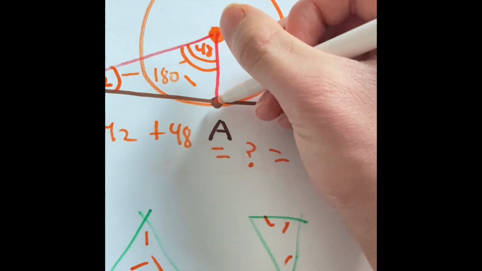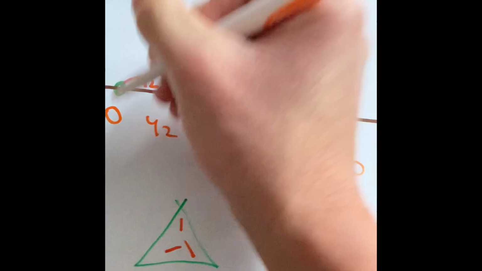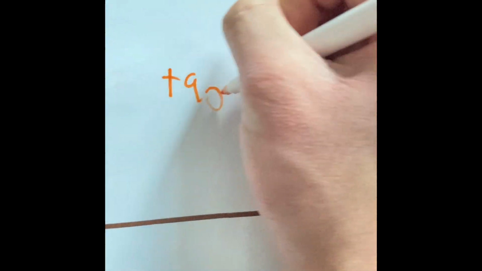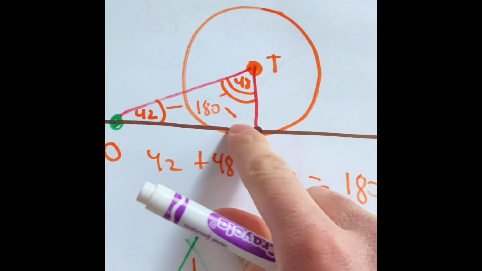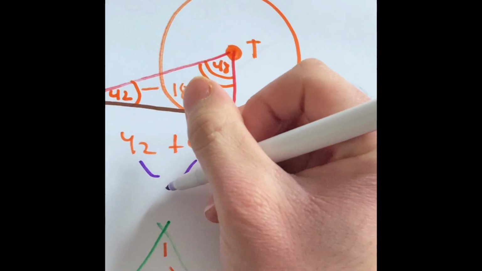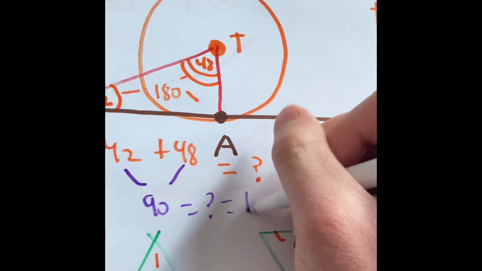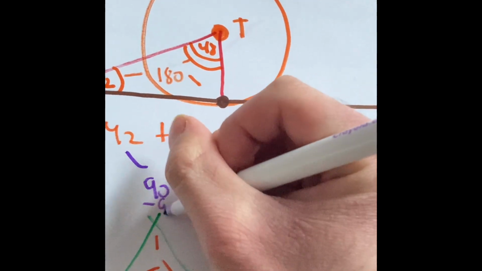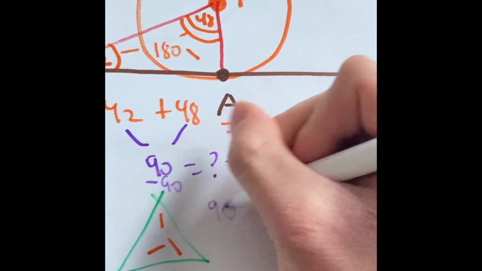So what is this one right here? What is angle TAO? What is angle tau? Well, we said that all of them equal 180. So with these two angles, our mystery number must contribute to 180. So 42 plus 48, that's going to be 90. And whatever our mystery number is equals 180, subtract that side by 90, subtract that side by 90, and we get an answer as 90.